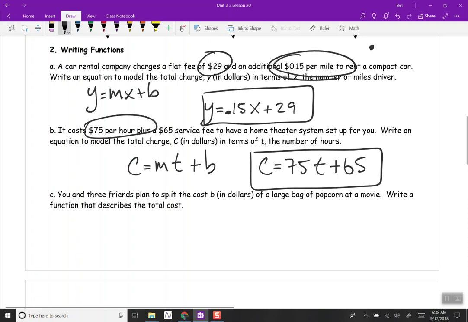You and 3 friends plan to split the cost B in dollars of a large bag of popcorn. Write a function that describes the total cost.